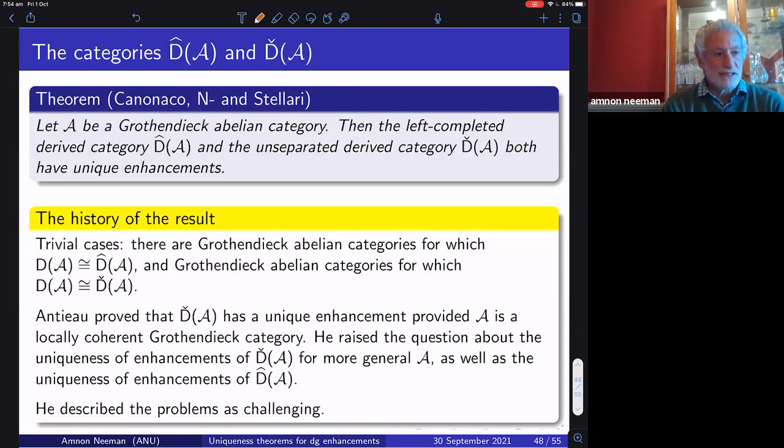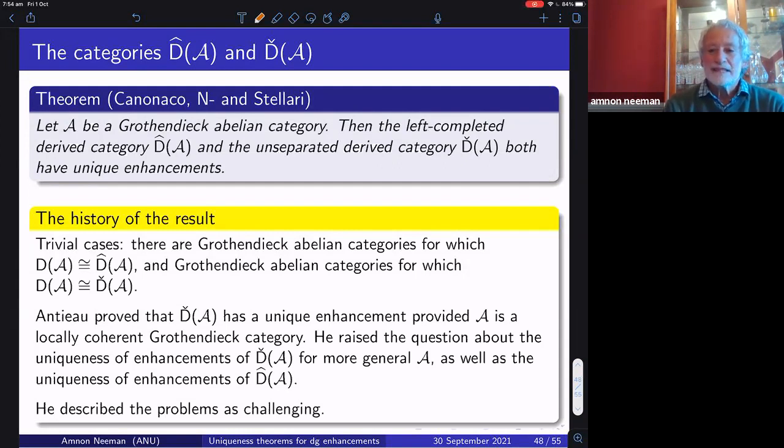I'm not sure. It might actually be good to stop here, because I don't really want to define the terms. Everything that's come up to now was very standard, but I don't know, left completion and unseparated might not be quite so standard.